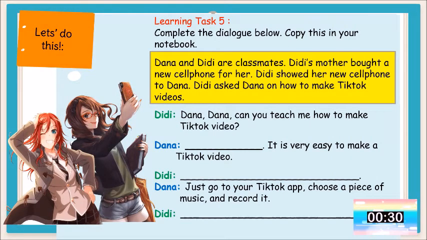Now, let's try learning task 5. Complete the dialogue below. Copy this in your notebook. Here's the situation. Dana and Didi are classmates. Didi's mother bought a new cell phone for her. Didi showed her new cell phone to Dana. Didi asked Dana on how to make TikTok videos.